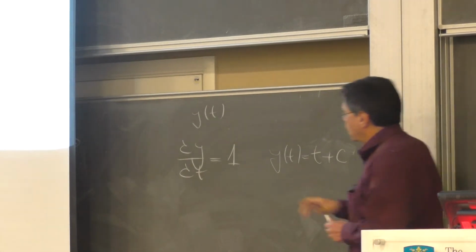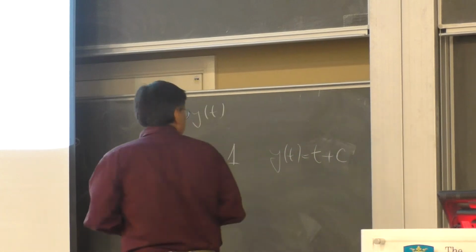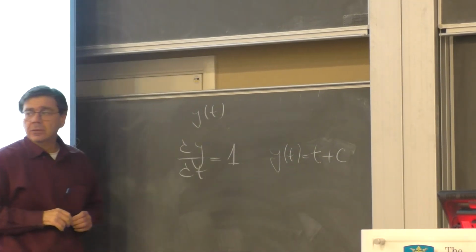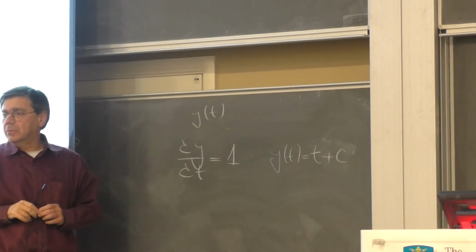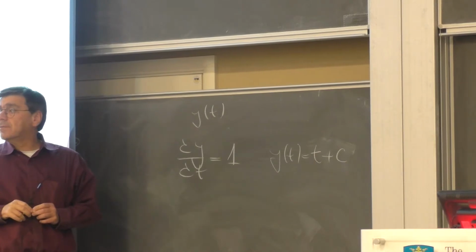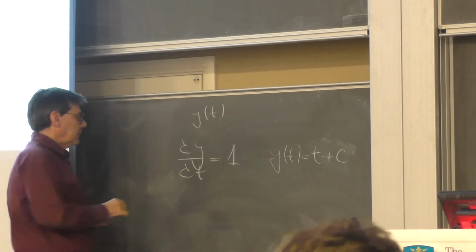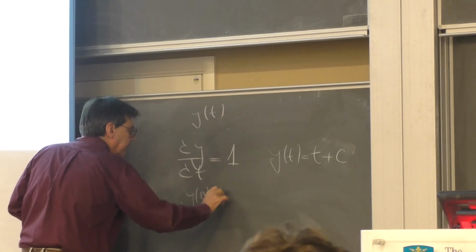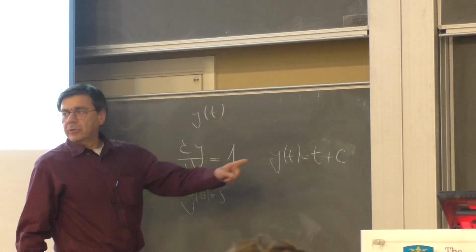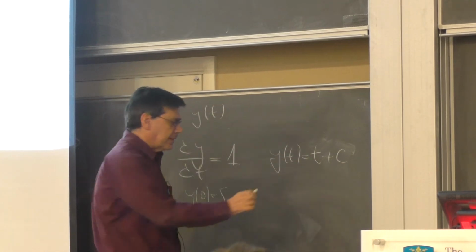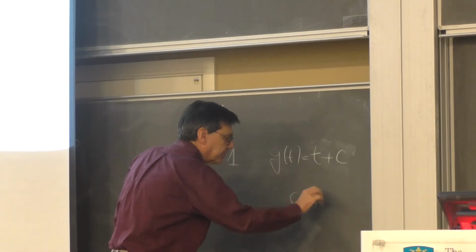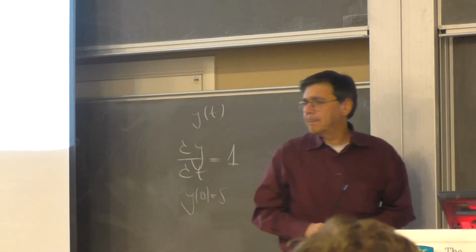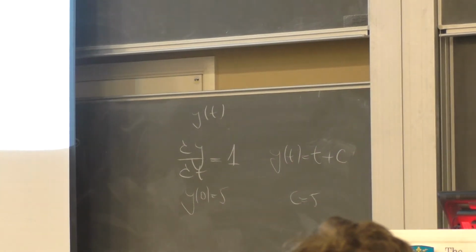This differential equation is not enough. I have to specify more. I have to tell you a bit more information. For example, I can tell you what's the value of y at 0. So if I tell you, y of 0 is 5, then you're going to say, if that's the case, then you have to take c equal to 5. Yeah? Do you remember doing things like this before?